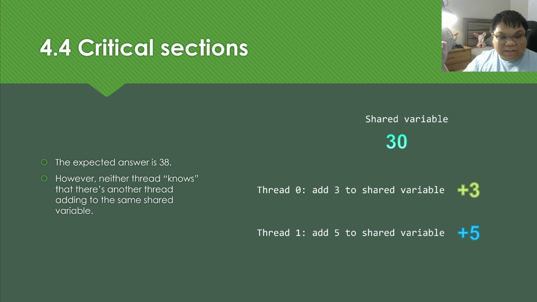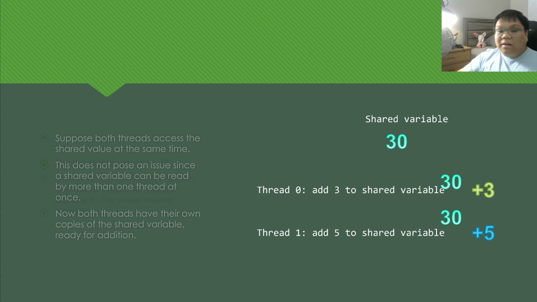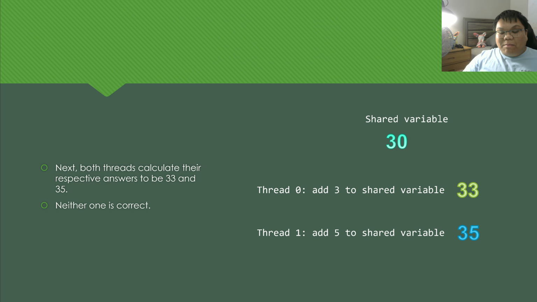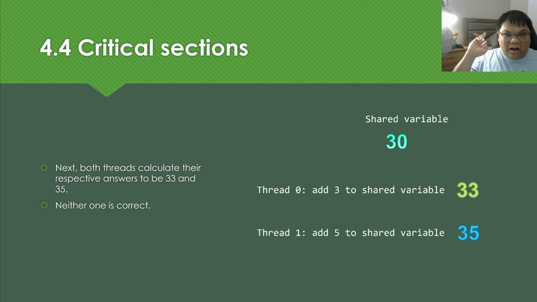Neither thread knows that there's another thread trying to add something to that same shared variable. So what happens is this. Both threads access that shared variable at once. Reading by multiple threads at the same time is okay. We only have problems when we try to write to it. So now both threads have the number 30 copied to their own memory. They're now going to add their own respective values to that. Then we get the numbers 33 and 35. Our expected answer is 38, so that's not correct.